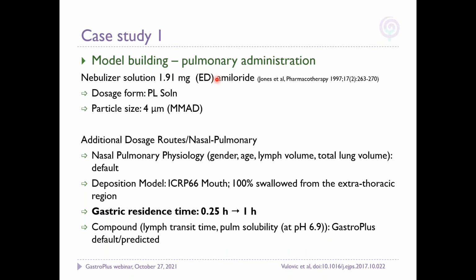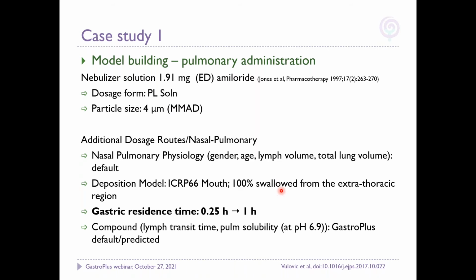The model was then adjusted to predict the absorption of a nebulized amiloride solution. The dose was estimated from the declared dose minus the amount of drug entrapped in the nebulizer, which was noted in the reference paper. The additional input parameters included the selection of dosage form, which was pulmonary solution in this case, and input of mean particle size. For this purpose, we used mean mass aerodynamic diameter taken from the literature.